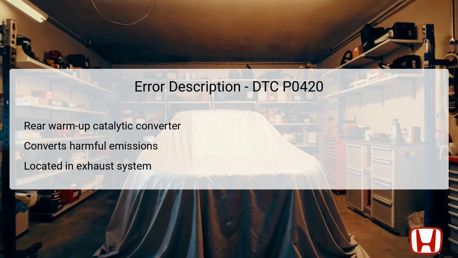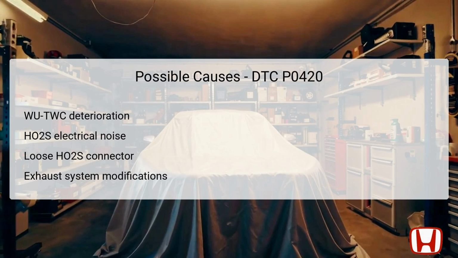The PCM plays a crucial role in regulating the stoichiometric air-fuel ratio for combustion efficiency, while simultaneously monitoring the secondary heated oxygen sensor, secondary HO2S, to evaluate catalytic performance. If the system detects inefficiencies or malfunctions in the rear WUTWC's operation, the PCM stores the DTC, alerting the vehicle owner that repairs or replacements are needed. In summary, understanding the role and location of these components is key to diagnosing the DTC. When diagnosing DTC P0420, several factors may contribute to the issue.